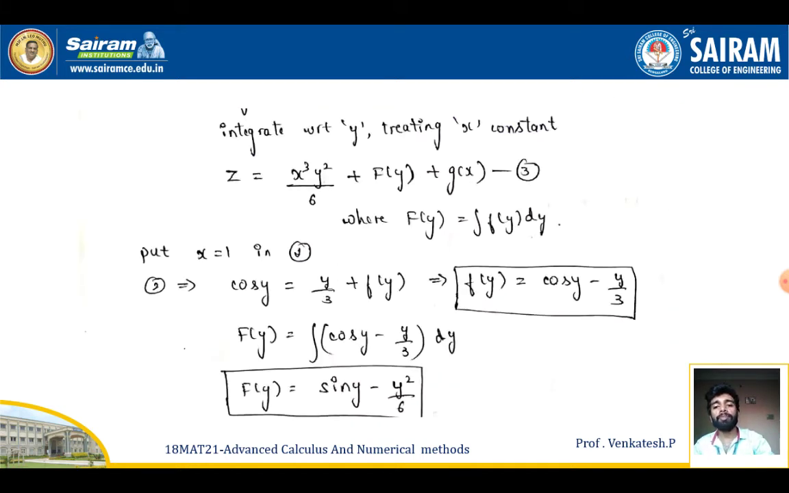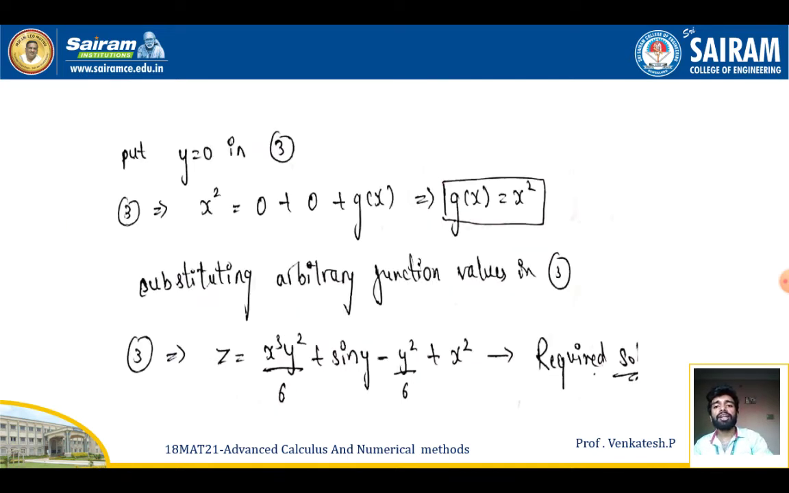Before that, we have to substitute the value of F(y) in this equation to get the g(x) value. So I am going to replace y = 0 and z = x² in this equation, along with F(y) = sin y − y²/6. If I substitute that condition, I get x² = 0 + 0 + g(x). So g(x) will be equal to x². If I substitute this g(x) value in the equation along with the F(y) value, I get z = x³y²/6 + sin y − y²/6 + x², which is the required solution.